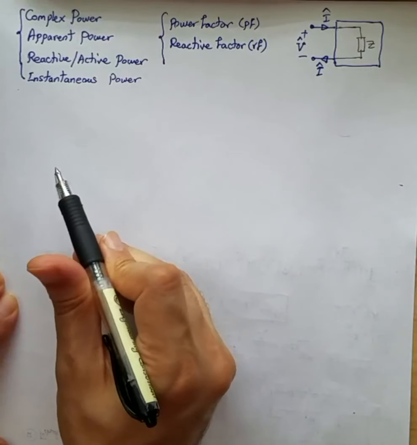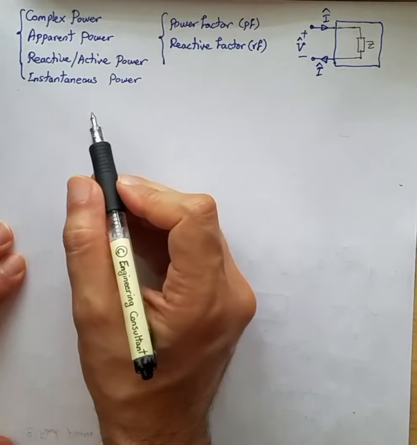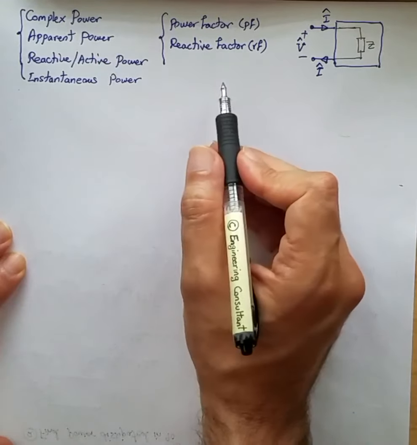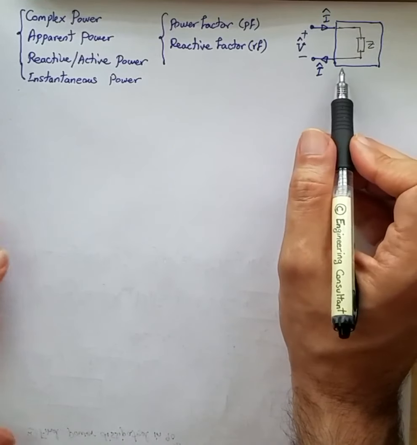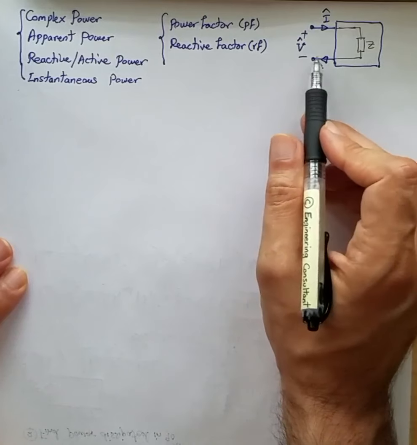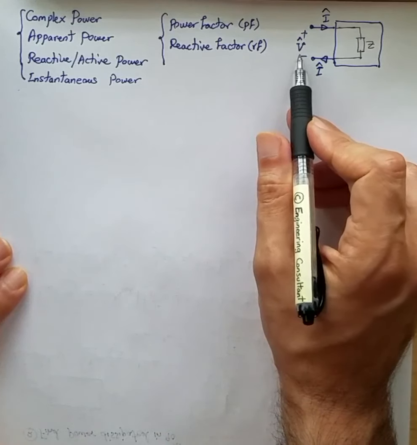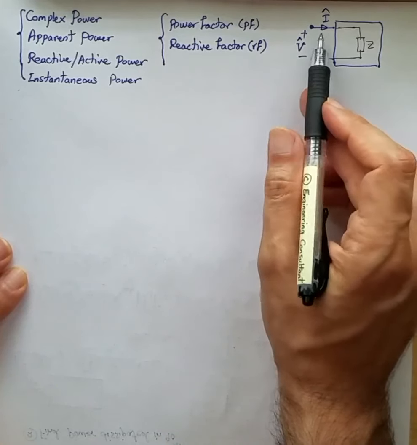Explaining complex power, apparent power, reactive versus active power, instantaneous power, and also the concept of power factor (PF) and reactive factor (RF). Consider this one-port simple network with equivalent impedance Z shown for this port, and the voltage across the port V hat indicating phasor voltage, and the phasor current is I.